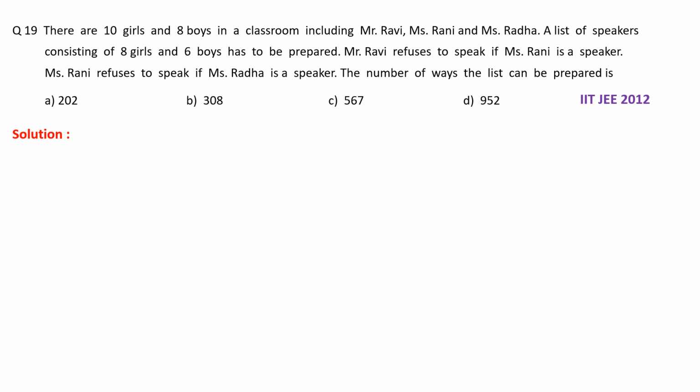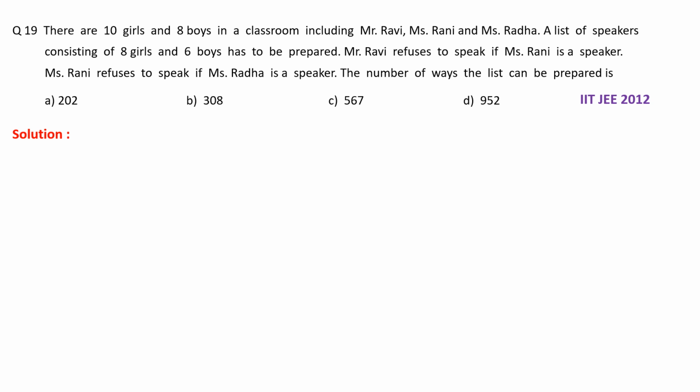It says there are 10 girls and 8 boys in a classroom including Mr. Ravi, Miss Rani and Miss Radha. A list of speakers consisting of 8 girls and 6 boys has to be prepared. Mr. Ravi refuses to speak if Miss Rani is a speaker. Miss Rani refuses to speak if Miss Radha is a speaker. Then the number of ways the list can be prepared is.